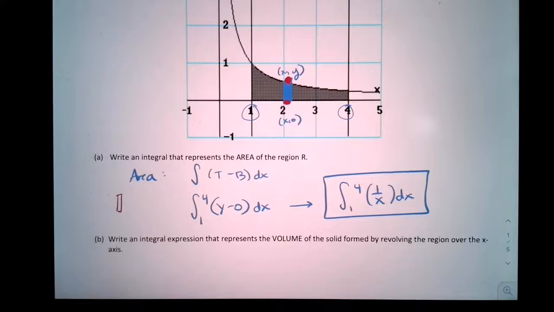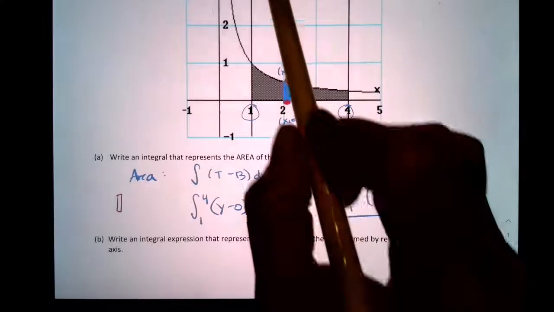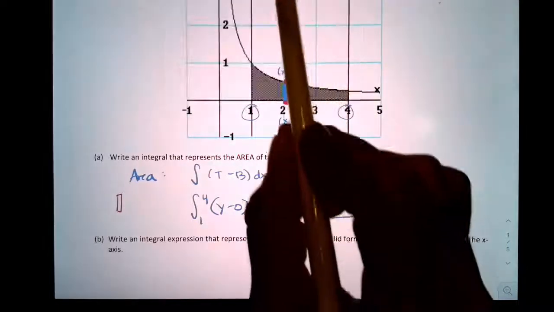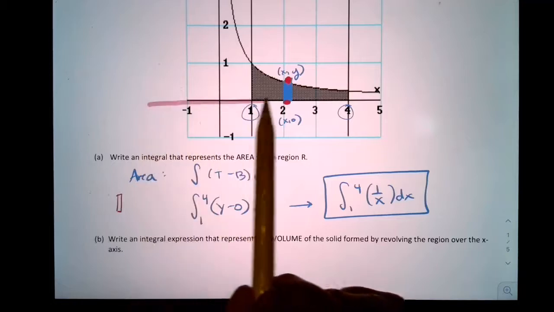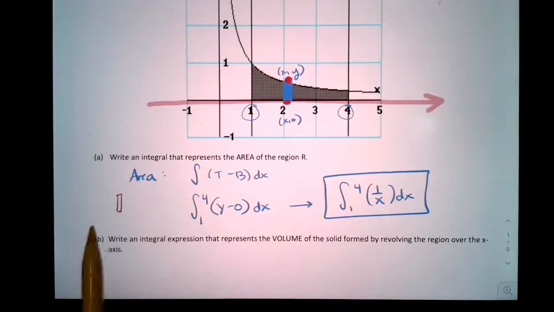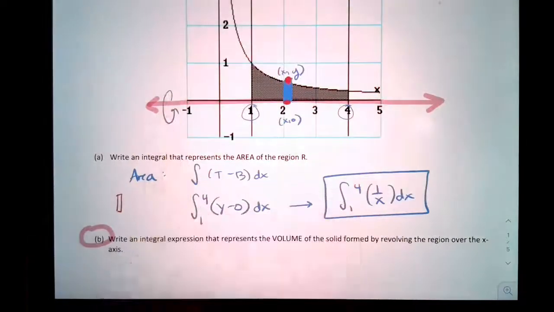Okay, now part B, we're going to use the same shaded region, and now we're going to write an integral expression that represents the volume of the solid formed by revolving this region over the x-axis. So I'm going to get in here, maybe we'll use a highlighter, and I'm going to bold out this line. This is now my spinner for part B. And this is where I'm going to be revolving around. So this is what I'm spinning around.